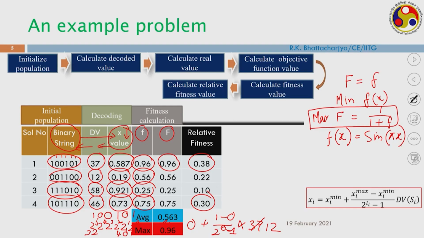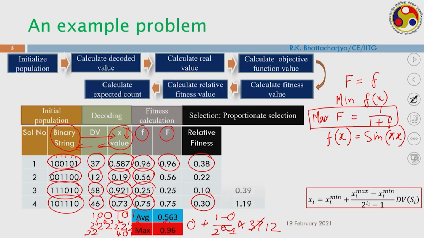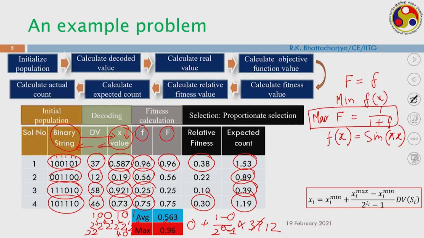Now the expected count will be calculated. What is the expected count? That means 38% of 4 will go to the next generation. So, 0.38 into 4, you should get 1.53, then 0.22 into 4, you are getting 0.89, then 0.4, and then 1.19. So, this is the expected count, and then you calculate the actual count.